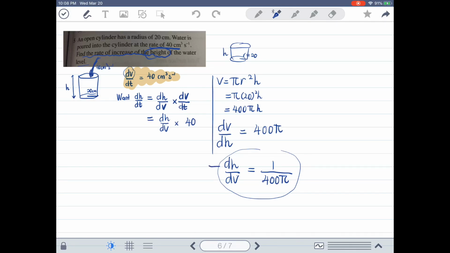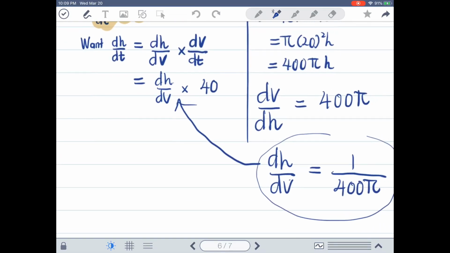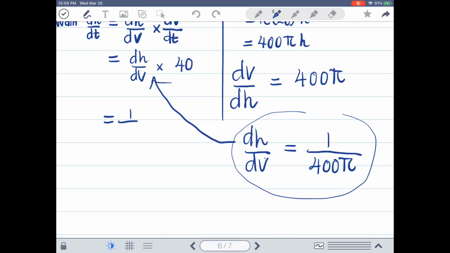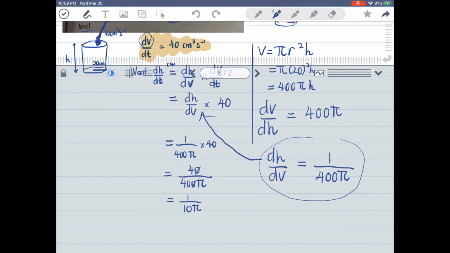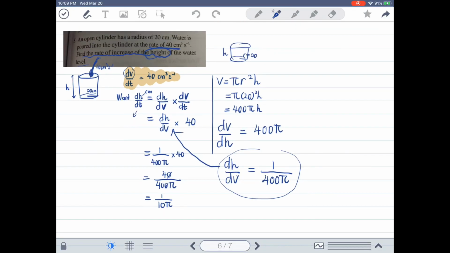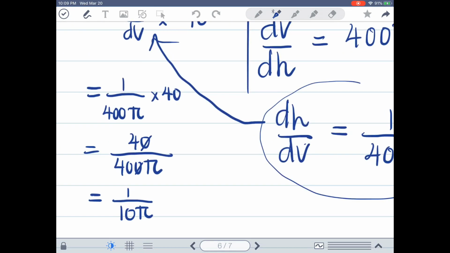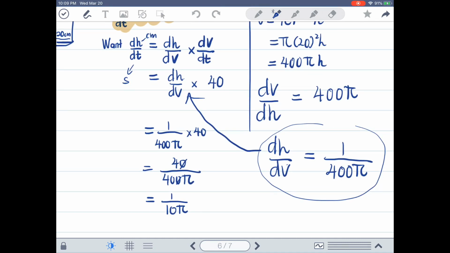So you just take this value and insert here. Okay, so which is equals to 1 over 400 pi times with 40, which is just equals to 40 over 400 pi. This is just equals to 1 over 10 pi. And now we can have a look at the unit. The H is centimeter and T is in, let's see, second. So the final answer dH over dt is just equals to 1 over 10 pi. H is in centimeter per second.